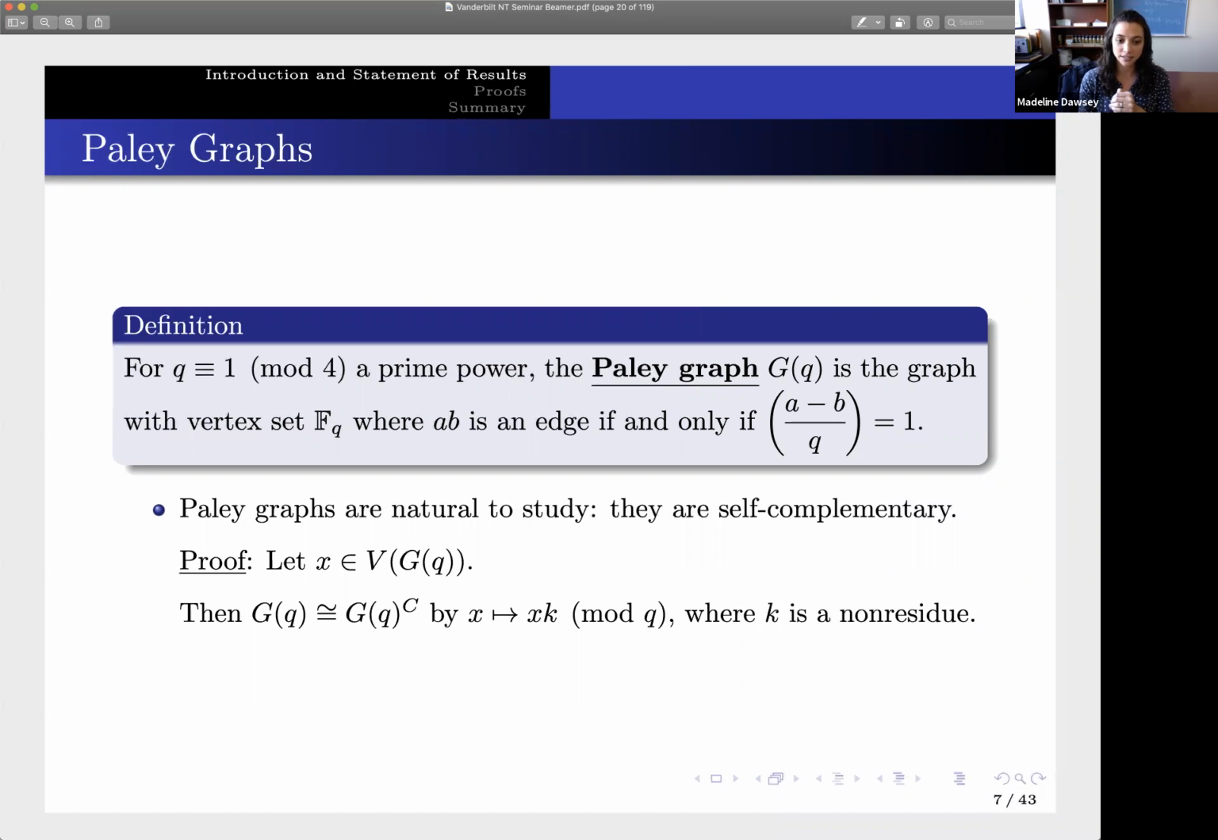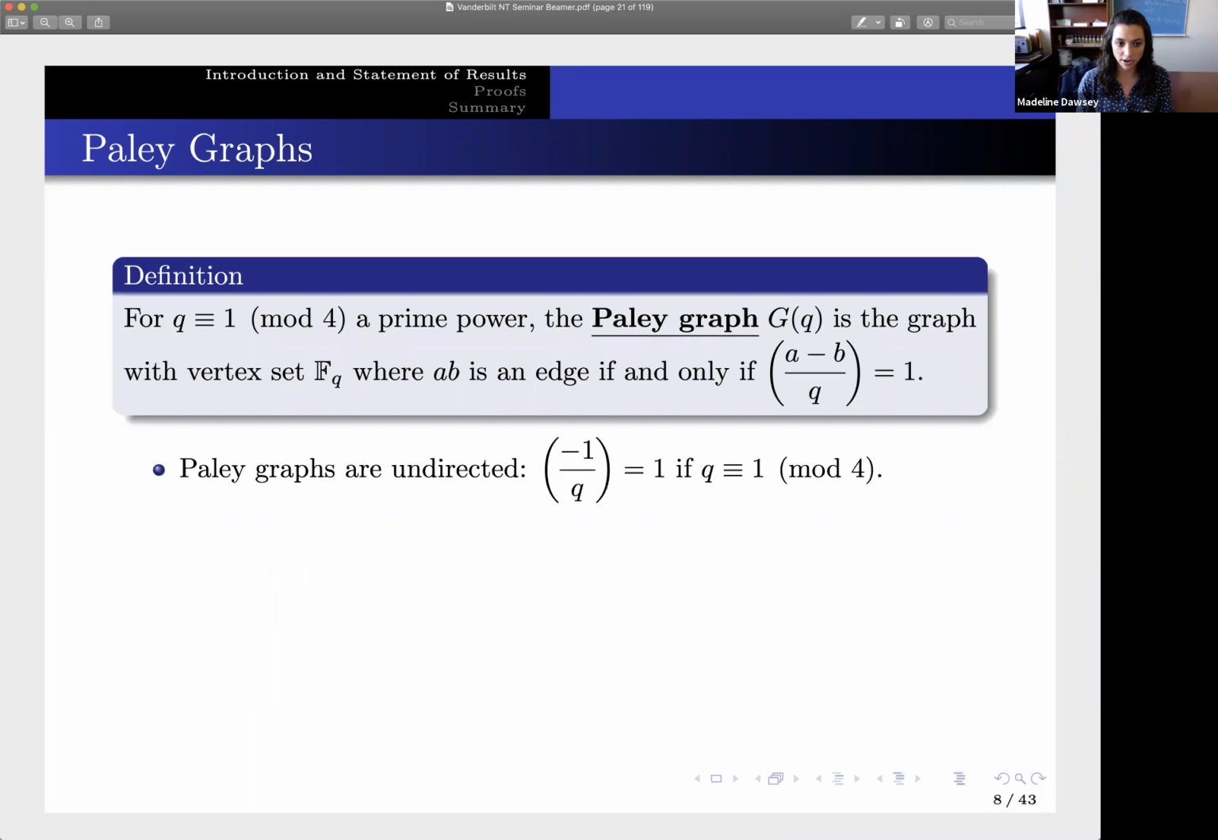If you send x to x times k mod q, where k is a non-residue, then what does that do? Well, it's going to send residues to non-residues, and it's going to send non-residues to residues. So everything that's in your graph is going to end up not being in the graph you get when you use this map. And all the stuff that wasn't in the original graph will end up being in the graph that you get when you use this map. So you'll get the complement, and those are isomorphic.